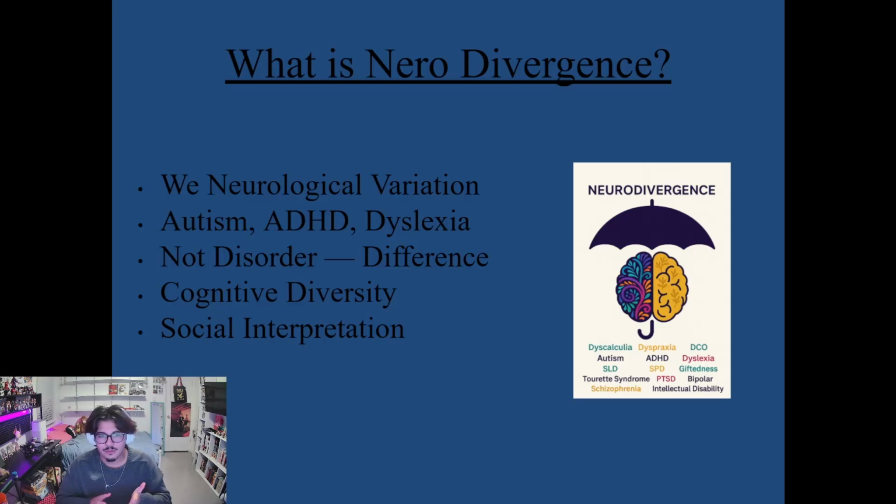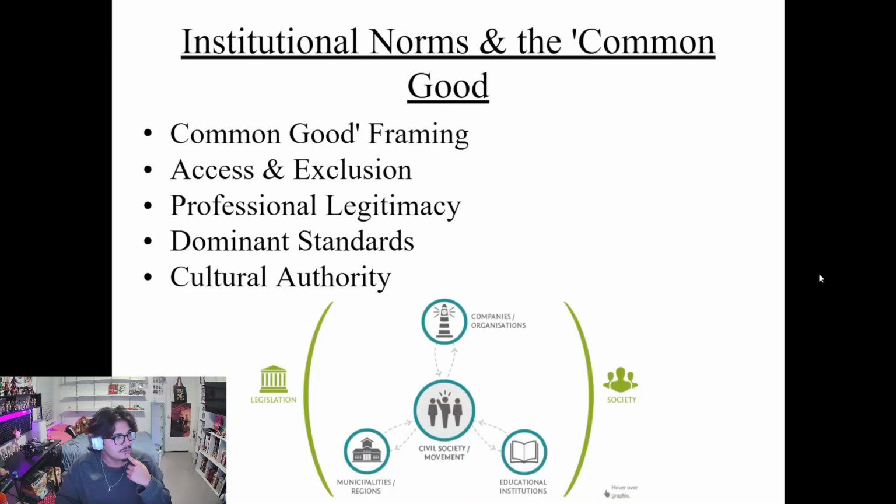However, while neurological variation is natural, its social interpretation is shaped by dominant cultural expectations. Not everybody really knows how to act and work with people who are neurodivergent. When institutions privilege specific communication styles, neurological differences become socially significant. With that definition established, we can now examine how institutional history actually shapes these expectations. So we'll go into that.